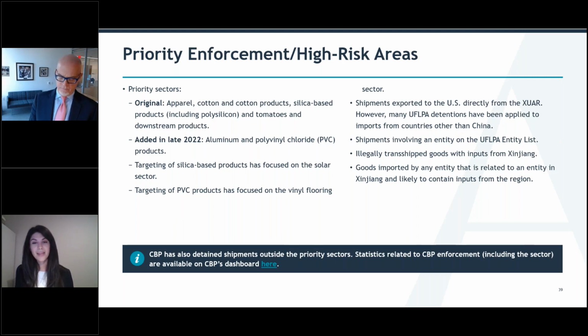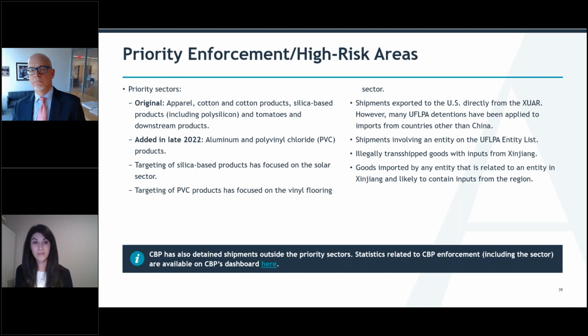And in thinking about where CBP might target next, we know that CBP often relies on NGO and media reporting, as well as directions from congressional leaders to shape its targeting strategies. And as that reporting moves on to new sectors, CBP may adjust its targeting strategy in turn. And so we therefore suggest that importers track news reports of activity in the XUAR in their sector, track NGO reports, in order to better understand their potential exposure to UFLPA enforcement in the future.